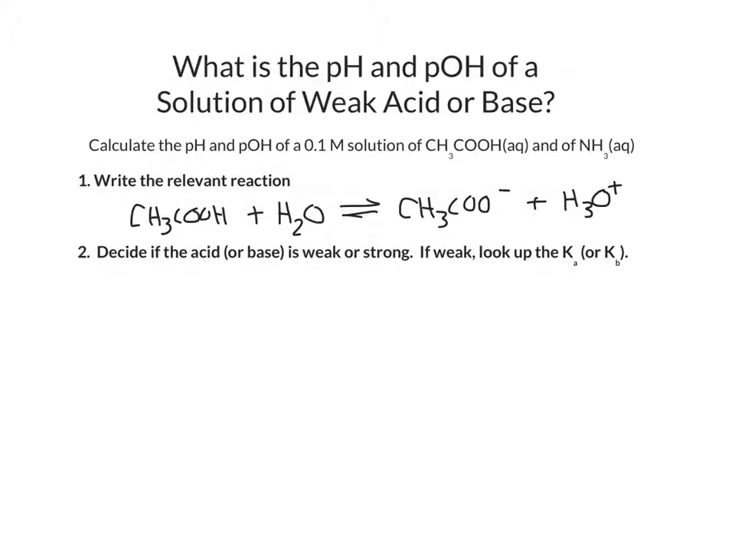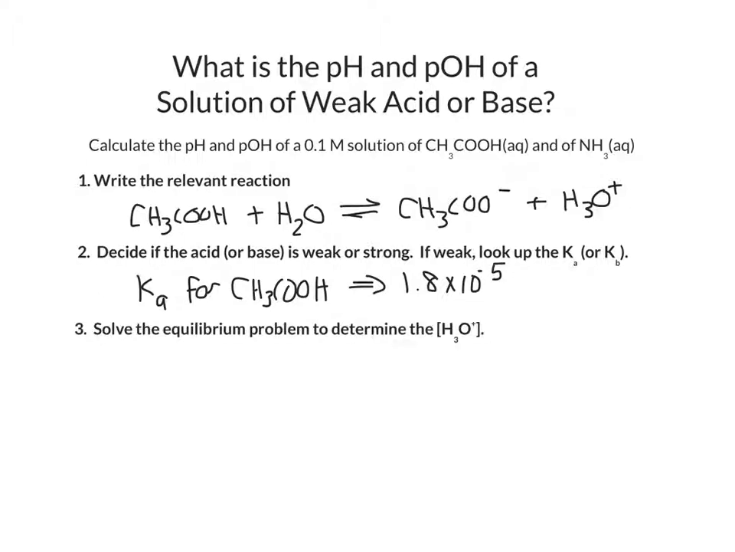So acetic acid is one of our weak acids, and so we know that it's in equilibrium with its conjugate base and H3O+. And we're going to need an equilibrium constant, and this is an acid ionization reaction, and so we look up a Ka for acetic acid, and we find in a table of Kas that acetic acid has a Ka of 1.8 times 10 to the minus 5.